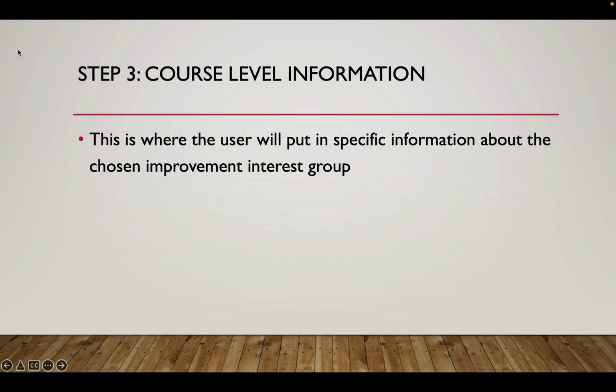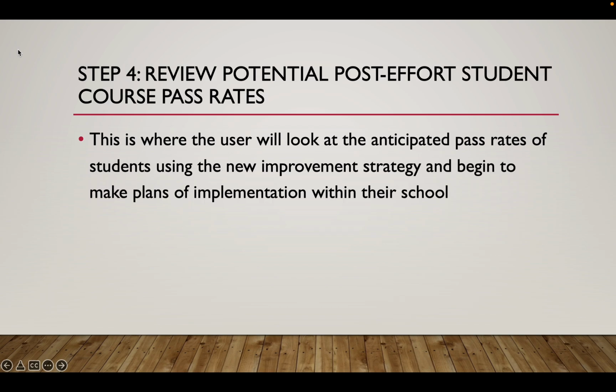Step 3 is course level information. This one's kind of straightforward. It's where you put in the specific information about the chosen improvement interest group. So for example, information about the students, information about the courses they're taking. It's more of those fine details. And this is also the same at my school as well.